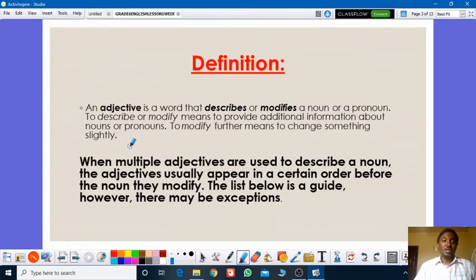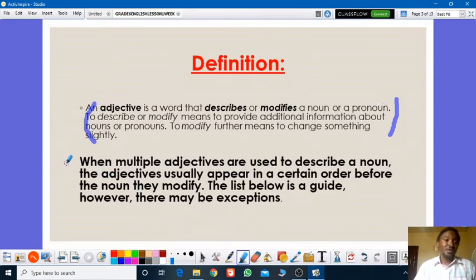So definition, the first one, we already know. It is the definition of an adjective. It is a word that describes or modifies a noun or a pronoun. To describe or to modify means to provide additional information about nouns and pronouns. To modify further could mean to change something slightly, just slightly change how something looks or how it is about. You just change slightly to modify.